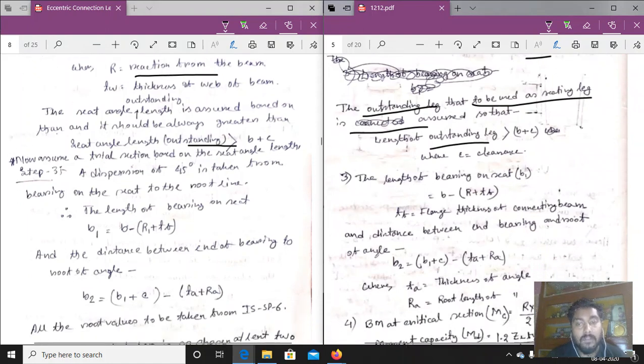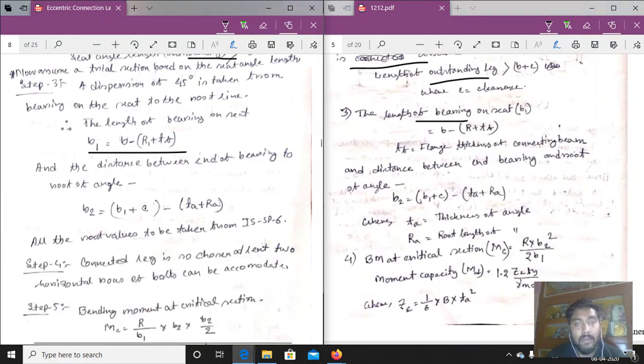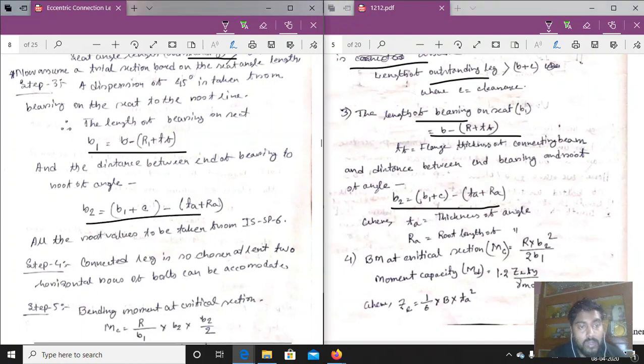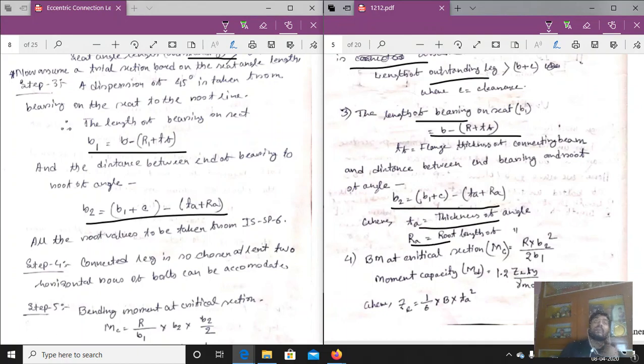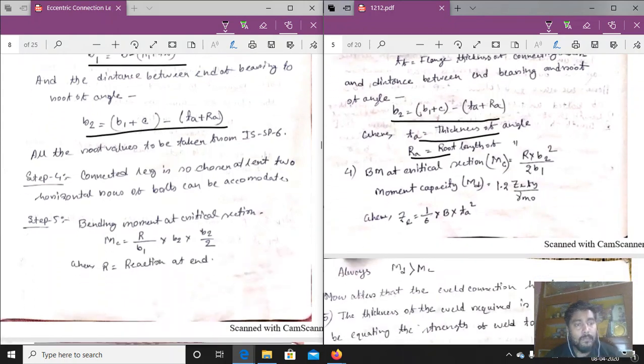Now coming to step number 3. The length of the bearing on the seat, B1, equals B minus R1 plus TF, where R1 is the root radius of the beam, and B2 is equal to B1 plus C minus TA plus RA. From these two values we can determine B1 and B2 both. Here TA is the thickness of the angle, which we know, and RA is the root radius of the angle, which we will get from the code, IS 808.